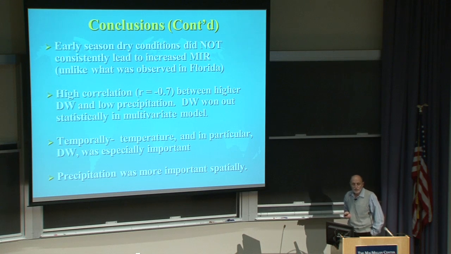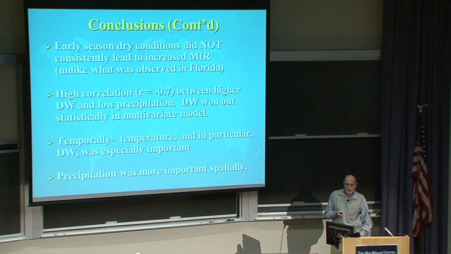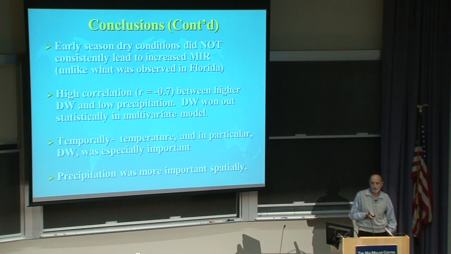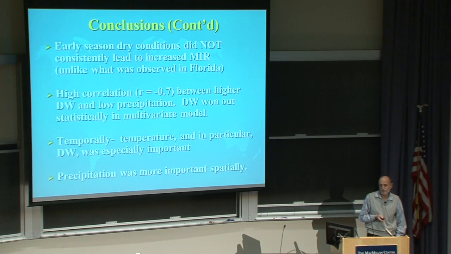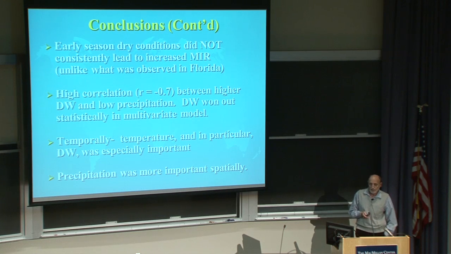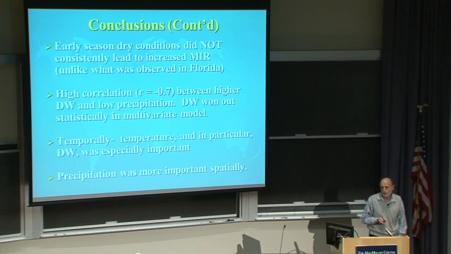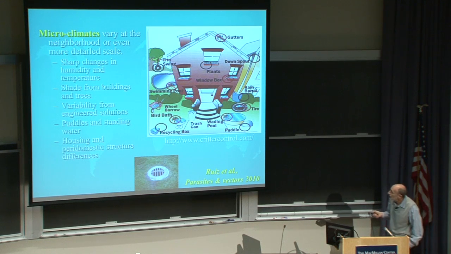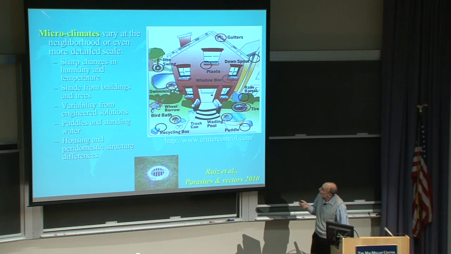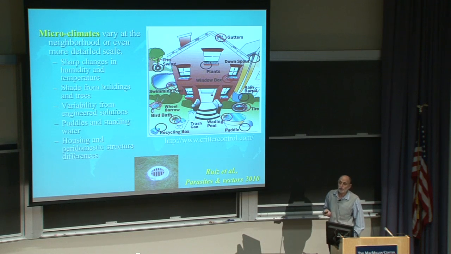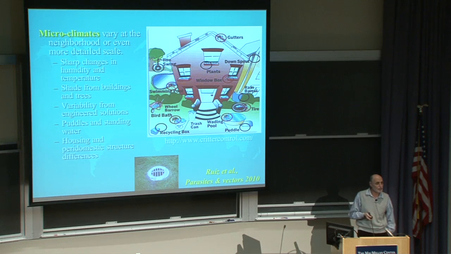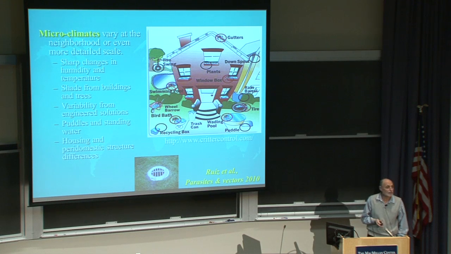We found out that early season dry conditions did not consistently lead to increased infection. That was different than what was observed in Florida. And we found a high correlation between the higher degree week and low precipitation, but the degree week was the best predictor. And in general, temporally it was the most important. Precipitation was more important in explaining spatial differences. What we really do feel is that the microclimate, and again, that echoes what Matt was answering in response to a question, the microclimate conditions are really important.